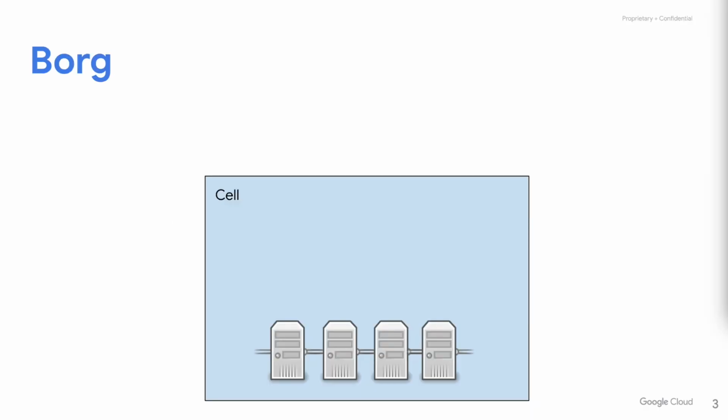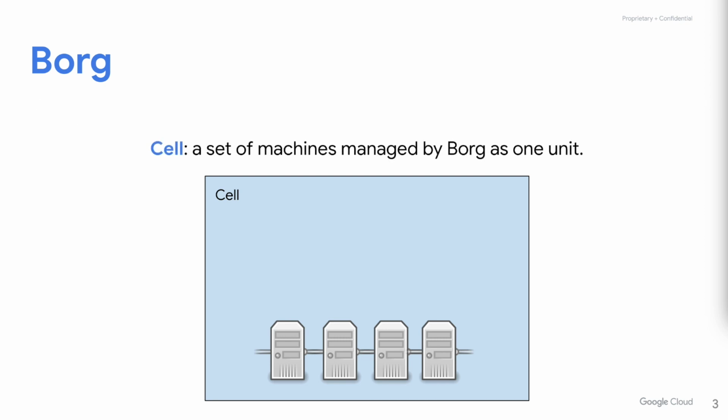What is Google Borg? Well, Borg is basically Google's internal cluster manager, which is used to schedule jobs and tasks and all of these things which I'll describe later. In Borg speak, a cell is basically a set of machines managed by Borg as one unit.